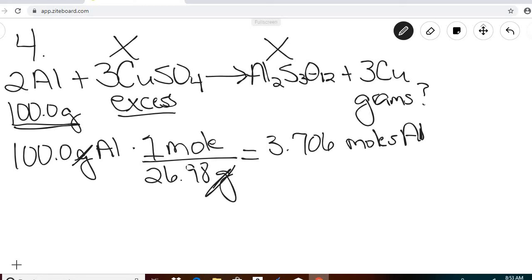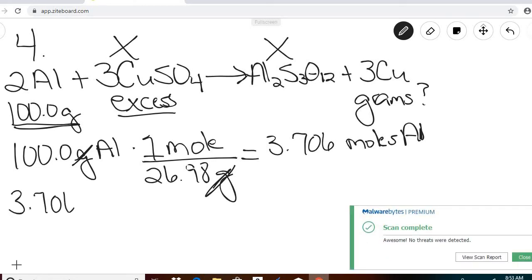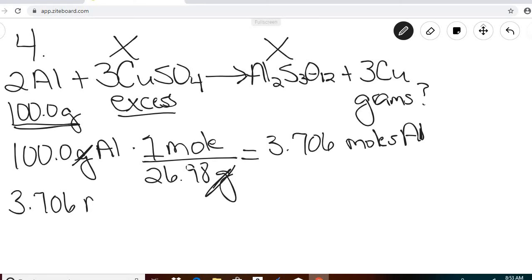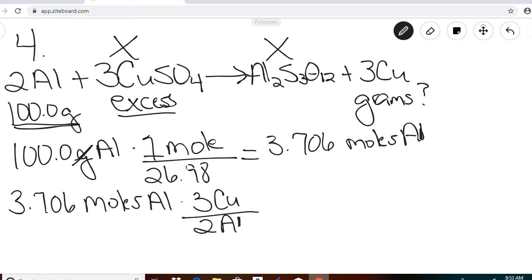Okay, now that we know the moles of aluminum, we can use stoichiometry to look at the relationship between the aluminum and the copper. So 3.706 moles of aluminum. And there are 3 coppers for each 2 aluminum. Okay, 3 coppers for 2 aluminums.